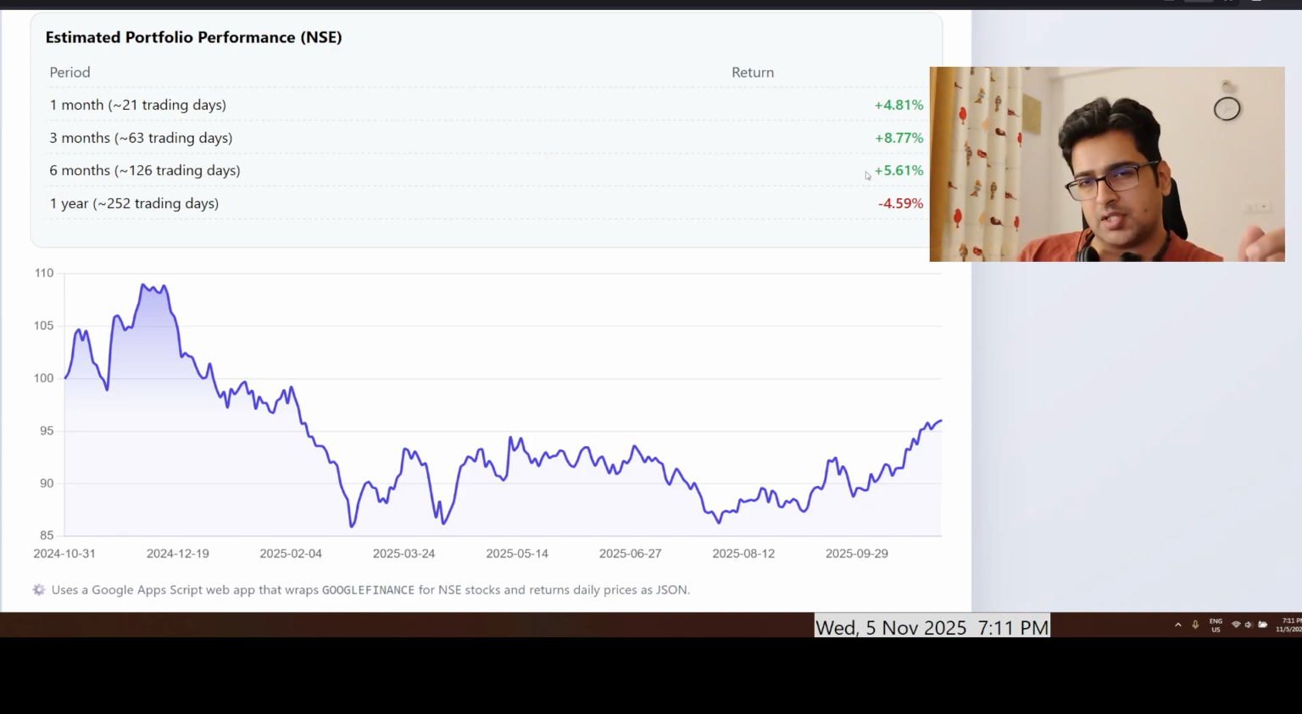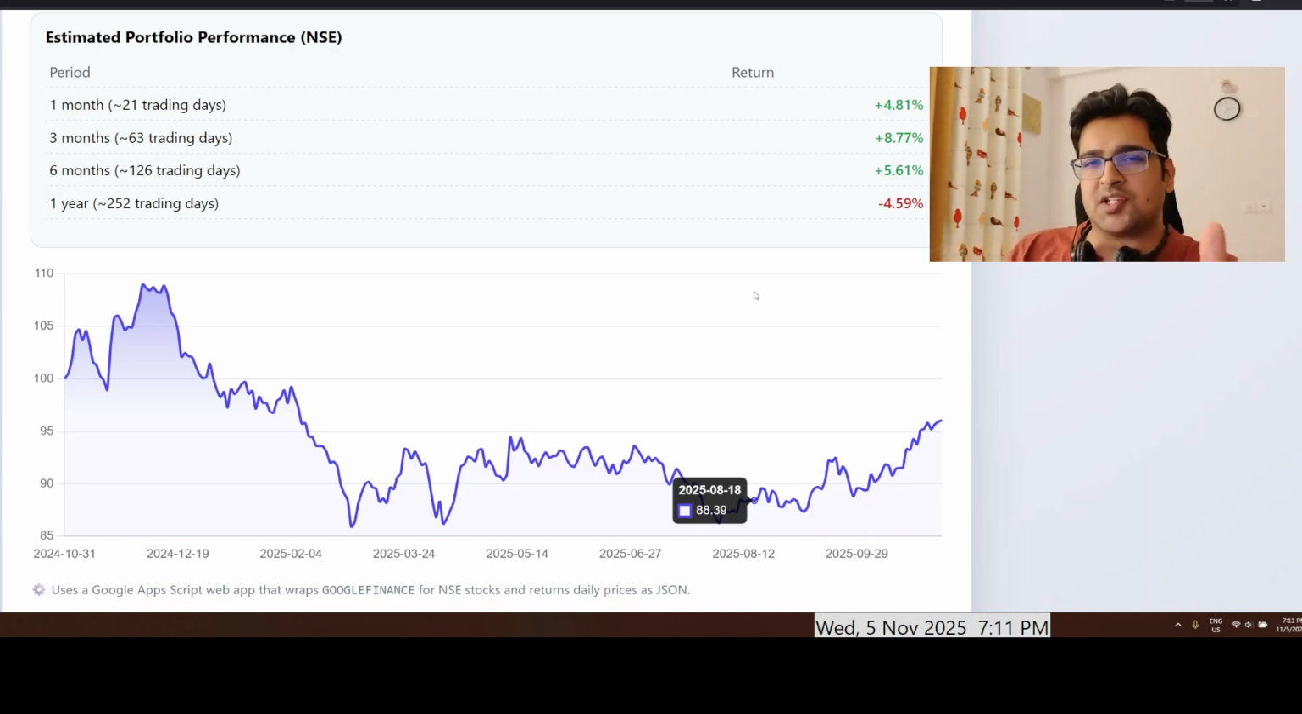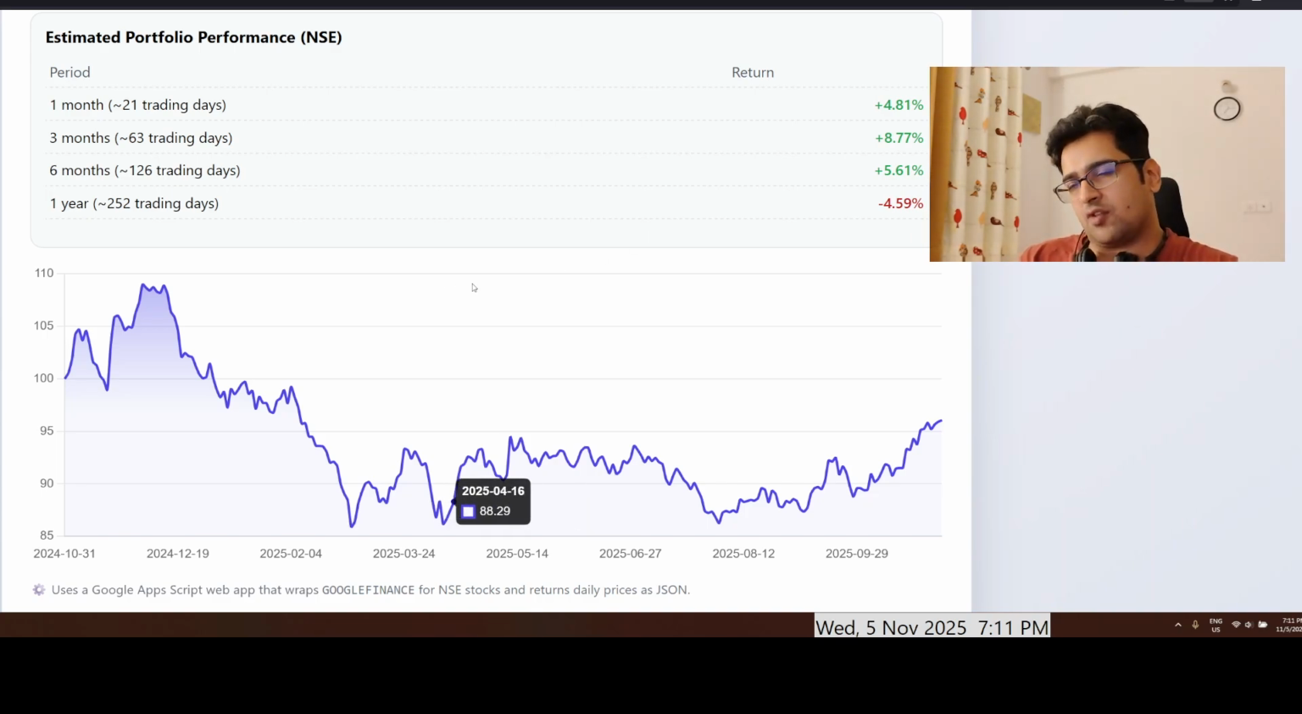So this is a very useful tool, I feel, for running scenarios or for sharing with your clients. If you're a registered investment advisor or a research analyst or in general any kind of intermediary in the investing business, you need something like this in order to play out the scenarios in front of your clients.